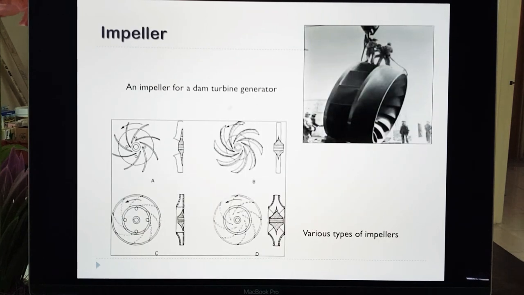Alright, so this is how it looks for the impeller. We have several sets of impellers. One is a closed casing, and the rest are not sealed. Some are sealed, some are sealless. So these are the various types of impeller.